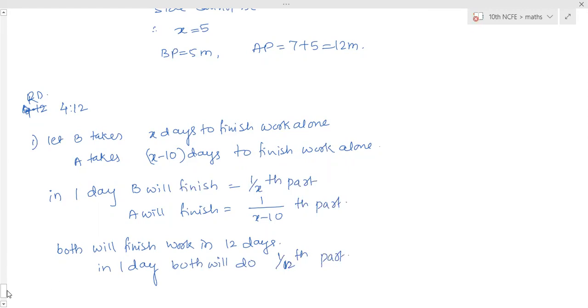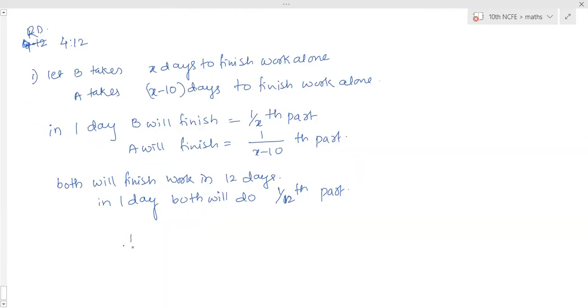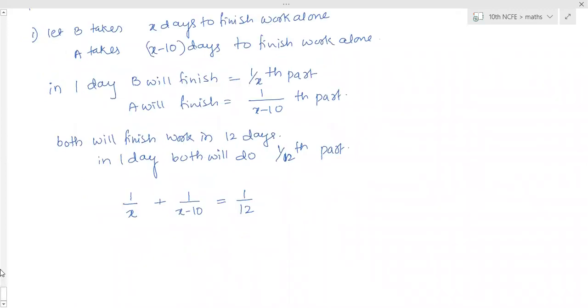So then the relation between them. One day's work: A's work is 1 by x plus 1, B's work is 1 by x minus 1. That is equal to both of them together, one day's work, which is 1 by 12. Then solve this equation. Is this clear, everyone? This is important. These questions are important questions.